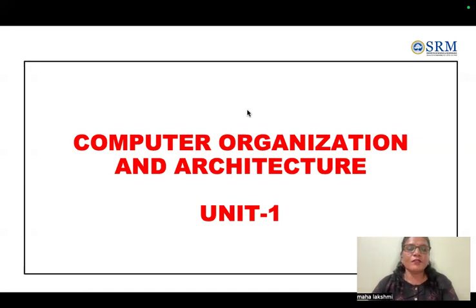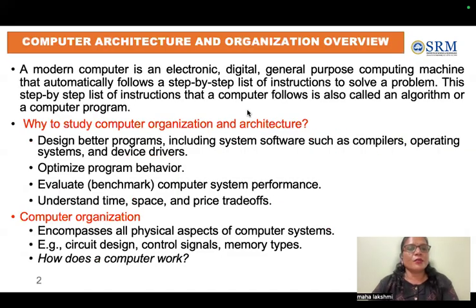So here in unit 1 we are going to discuss an introduction to computer architecture and organization, number systems and logic gates. If you see the introduction for architecture, a computer is nothing but an electronic, digital, and general purpose computing machine that automatically follows a step-by-step list of instructions to solve a problem. The step-by-step list of instructions that a computer follows is also called an algorithm or computer program.